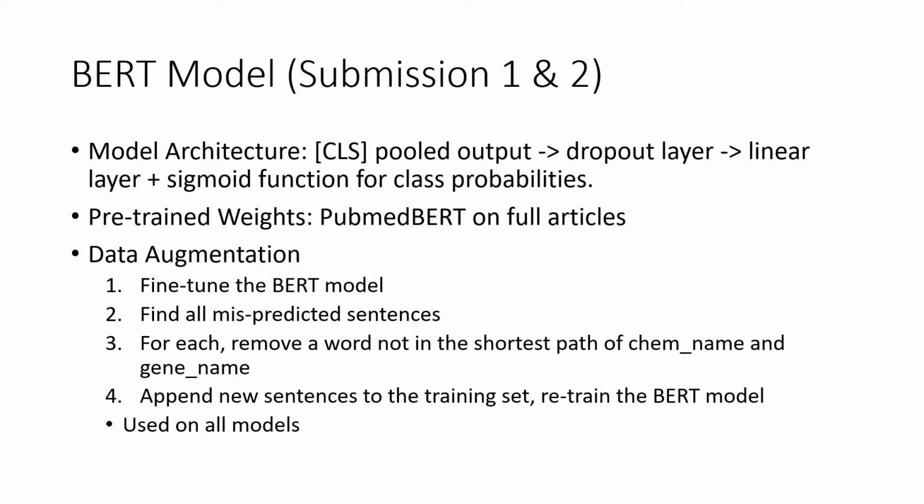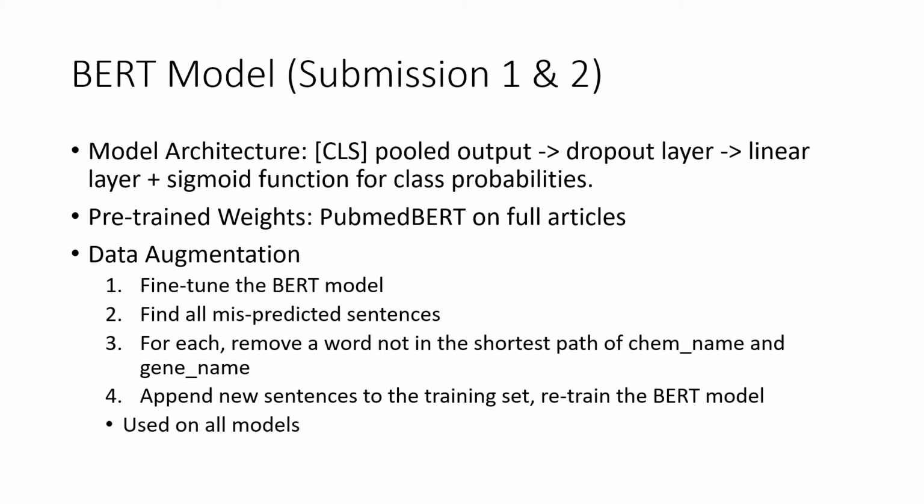For submissions 1 and 2, we used the BERT model. We took the pooled output of the CLS token, passed it through a dropout layer, then a linear layer, and a sigmoid function for class probabilities. For pre-trained weights, we found PubMed BERT trained on full text articles yielded the best results.